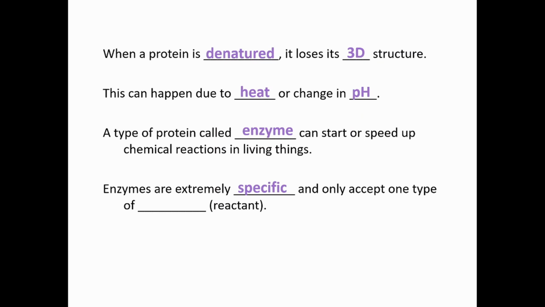And they can only work on certain things, right? We call that a substrate. So the enzymes, if they don't have the certain substrate, they're not going to work on anything else. And if they don't have the right environment, they're not going to work at all.